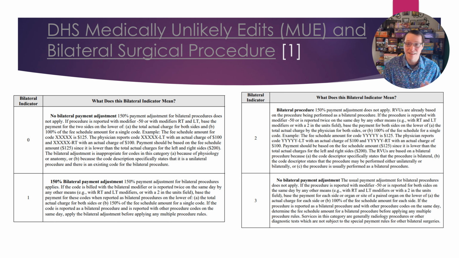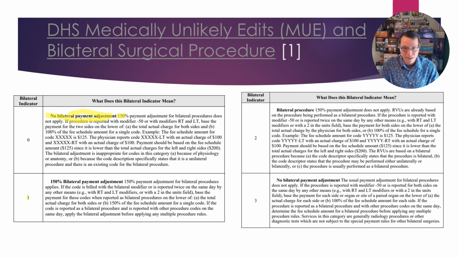How it works is in the MUE list, or the medical unlikely edit list, we have bilateral surgical procedure edits as well. They're broken down into 4 different types of categories. We have bilateral procedure indicator 0, which means no bilateral payment adjustment. When you use modifier 50, that's the bilateral modifier, it usually increases payment by 150%. However, if it's a bilateral indicator of 0, it will not. And instead, it is best to report each of these lines individually.